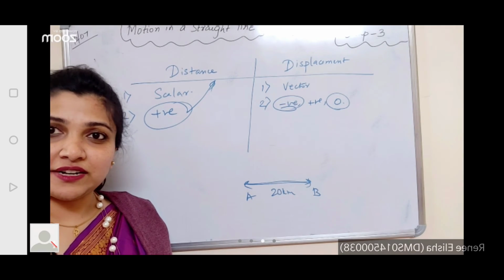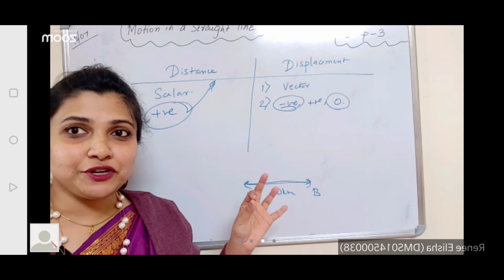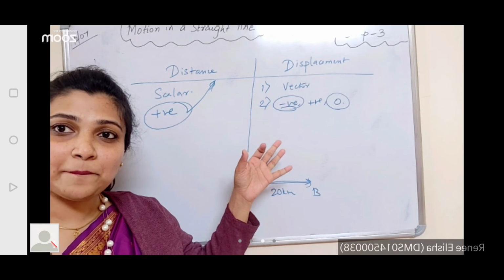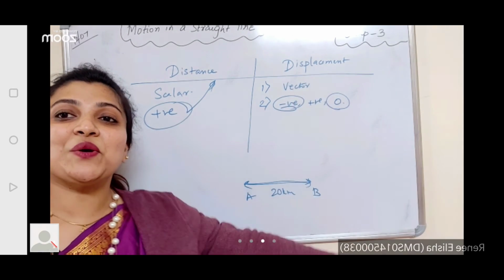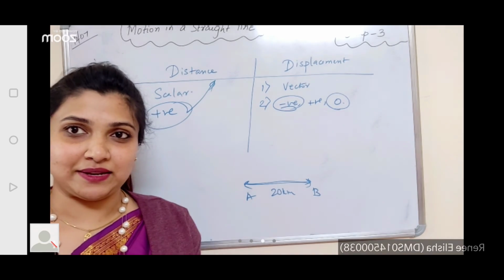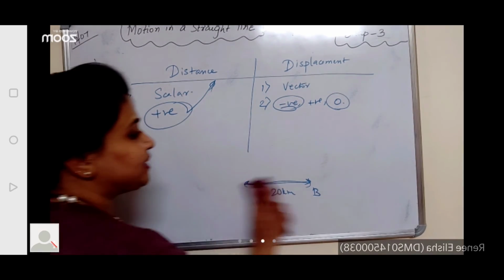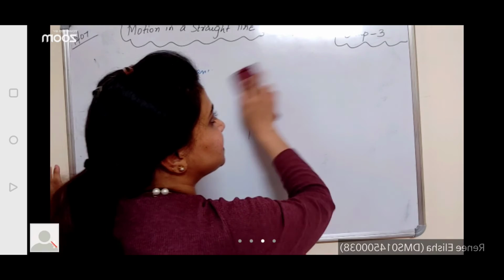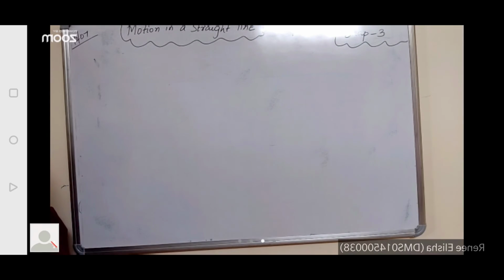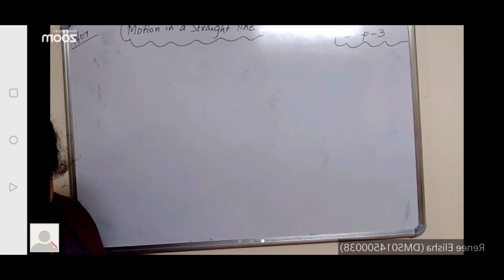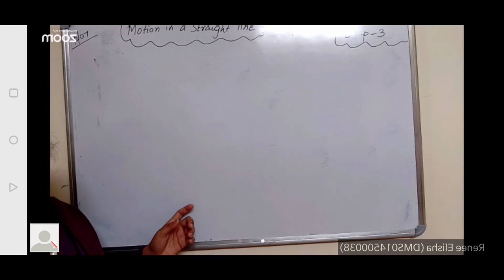That is one of the differences, right children? So is the concept clear to you? What is distance and displacement? If you know distance and displacement thoroughly, then we can go ahead with velocity and speed. Again, this depends on distance and displacement. So, after knowing about distance and displacement, let us know what we mean by velocity and speed. But before that, let's solve one more problem. Please take down.